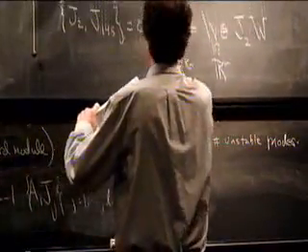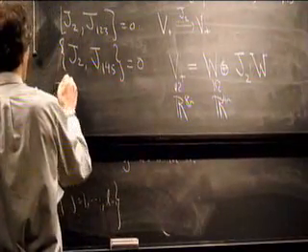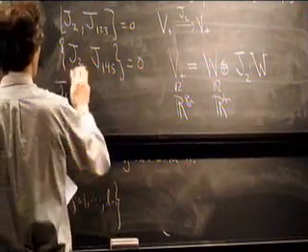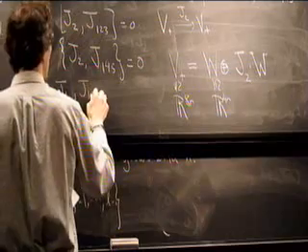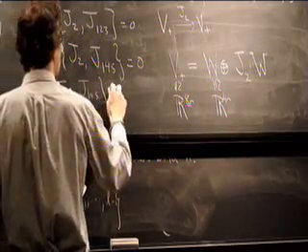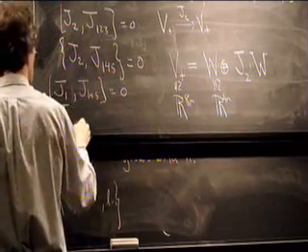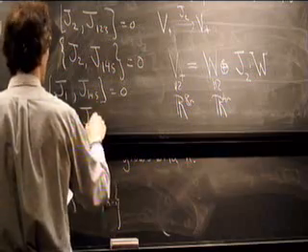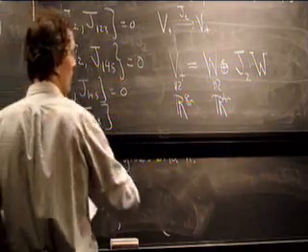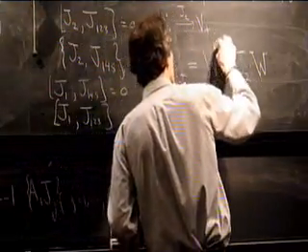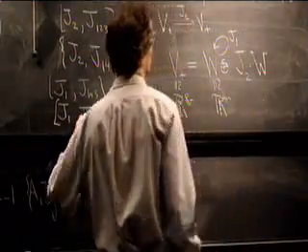And one more thing to say. J1 commutes with J1,4,5. And J1 commutes with J1,2,3. So J1 preserves W.